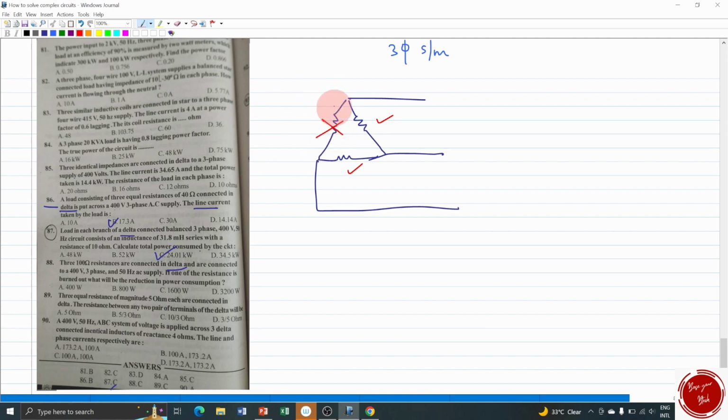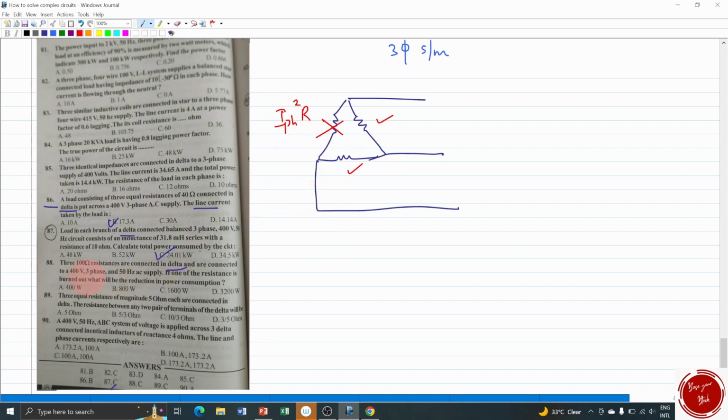So how much power is in one resistor? It is I phase square R. I phase square R, I phase square R, I phase square R. That is how you get 3 I phase square R power, the total power consumption of the load. But when one of these resistors is burnt out, you will have a reduction of power of value I phase square R. Okay, now let's find the value.